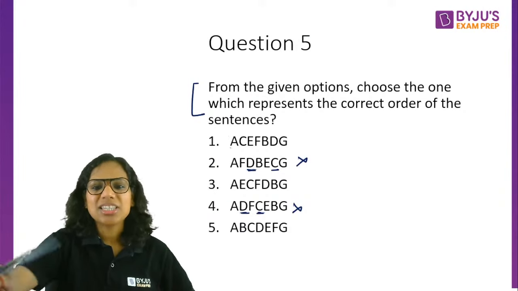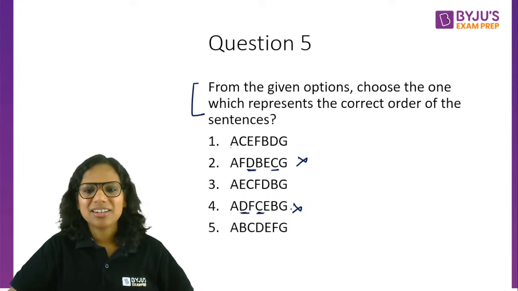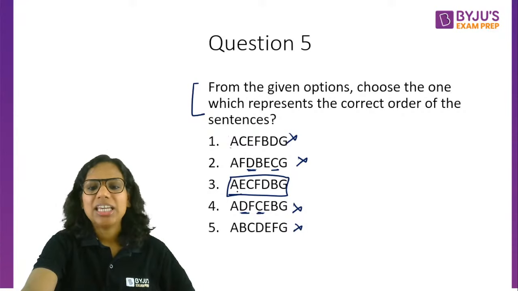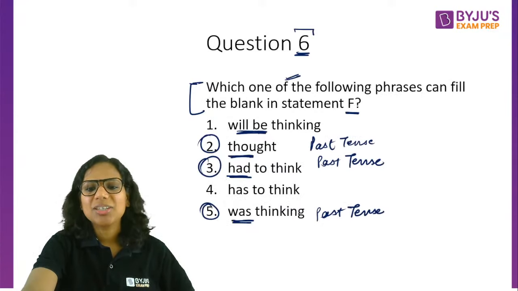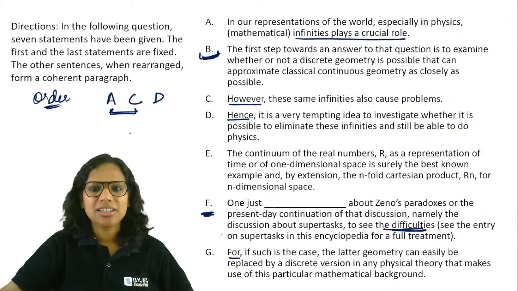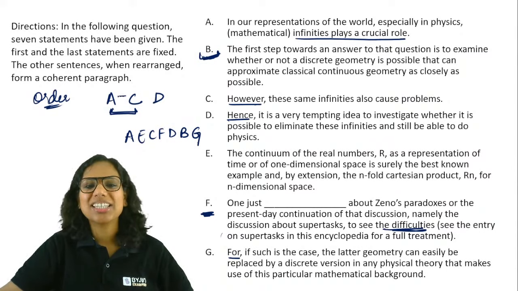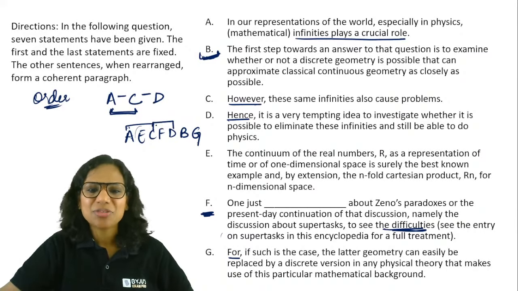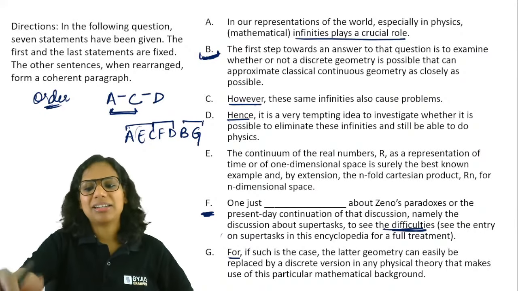Once I realized that BG is a pair, which options are left? Just the third one. AE, CF, D, B, G. And now you see why I was saying that this is an order, but these might not be mandatory pairs, because they aren't. A and C, E comes between them. C and D, F comes between them. BG is a mandatory pair.